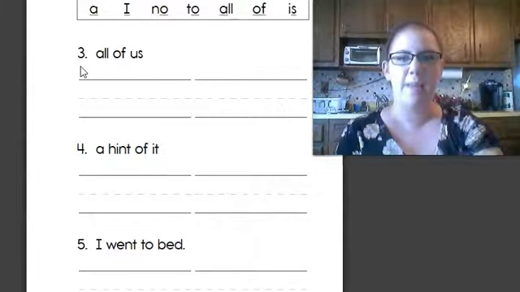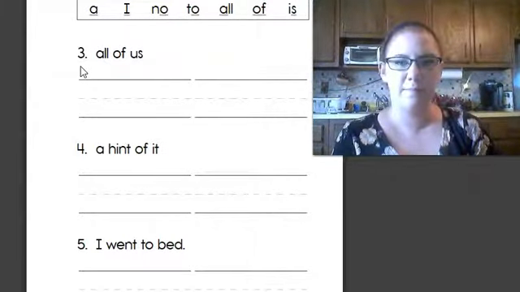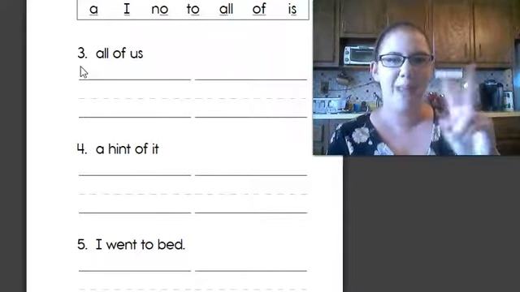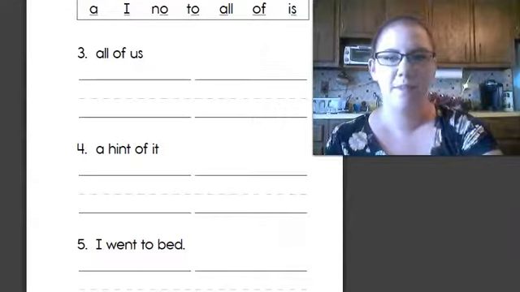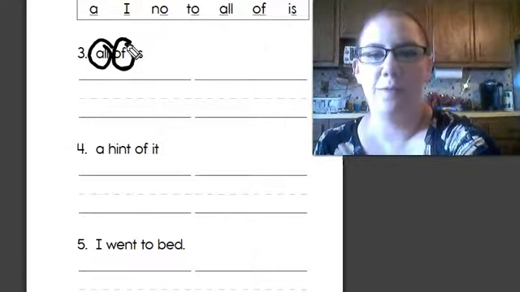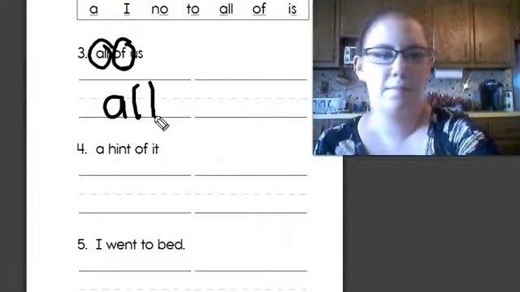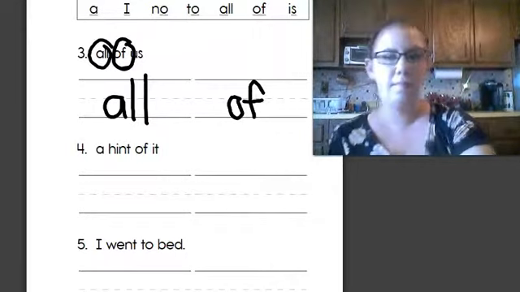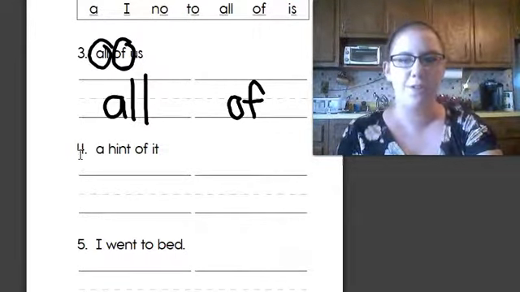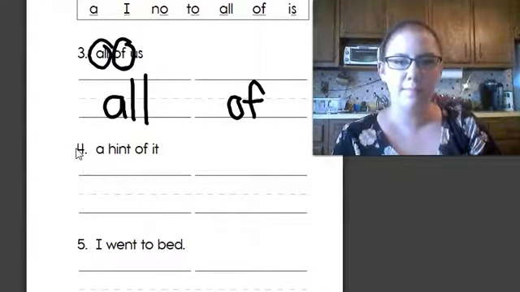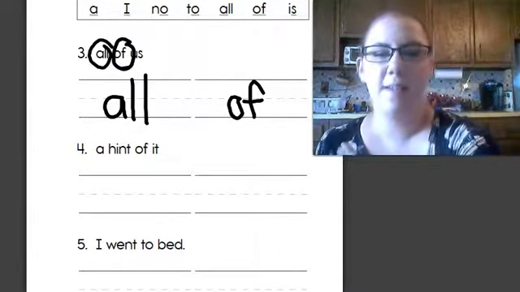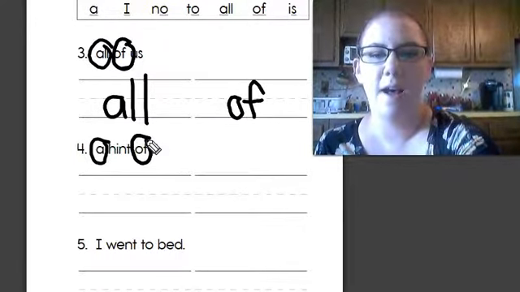How many tricky words do you see in number 3? I see 2 tricky words. If you see 2, great job. Let's circle those 2 tricky words. We have all and of. What about number 4? How many tricky words do you see in number 4? I see 2 tricky words. Let's circle those tricky words. A and of.